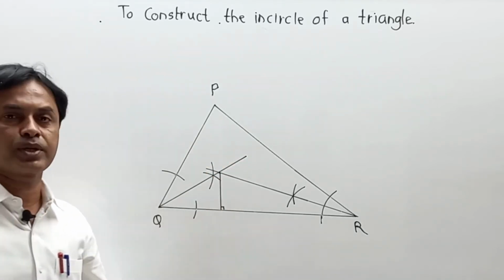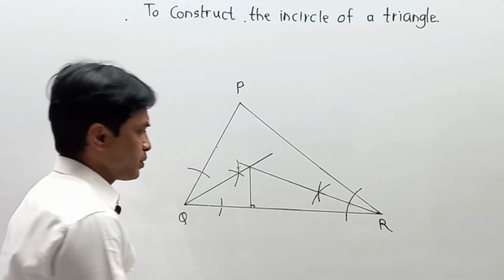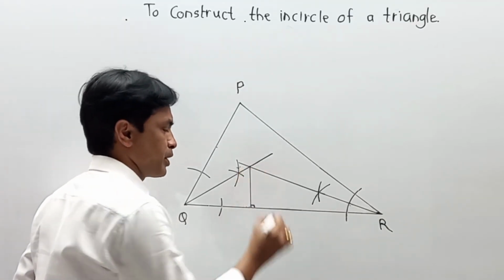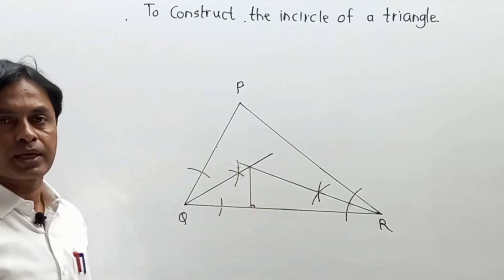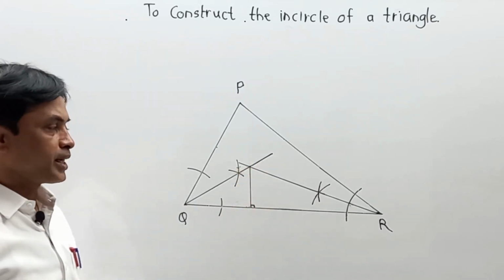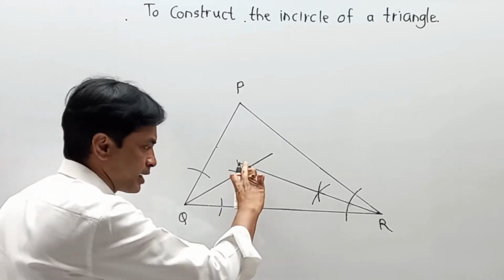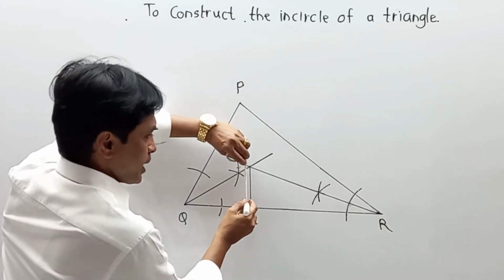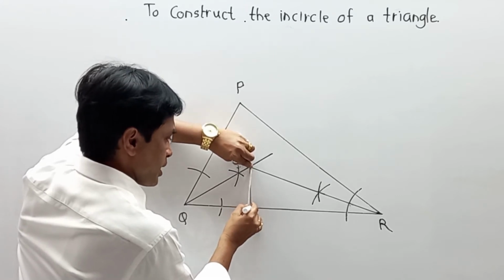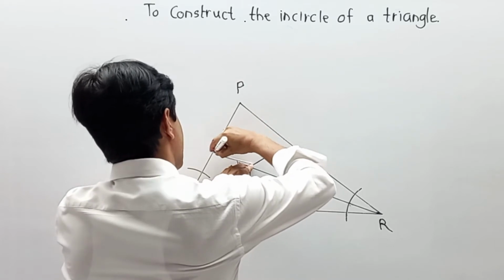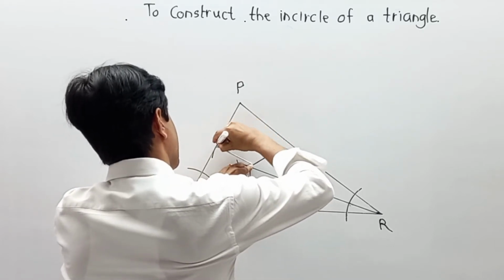Now please pay attention to the next process. Now we are able to get this point over here. As we are able to get this point over here, we have drawn one perpendicular. Now from this point, taking it as a center, and radius as the perpendicular distance which you got, keep your center over here, take the radius, and we are going to draw the in circle over here.